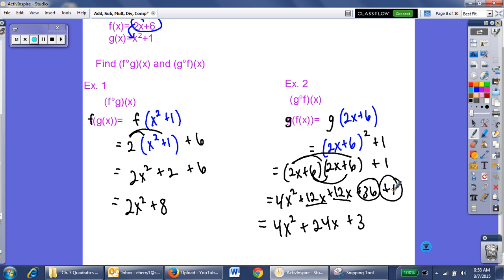Okay, again, I know you may have gotten lost in some of the work, so make sure you go back, pause the screen where you need to, and really study how these substitutions took place in these composite functions.